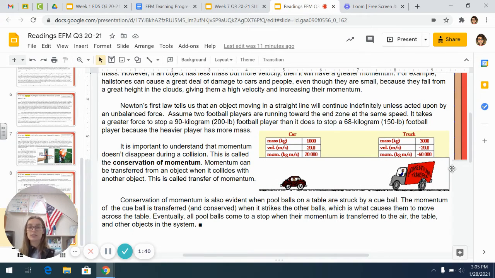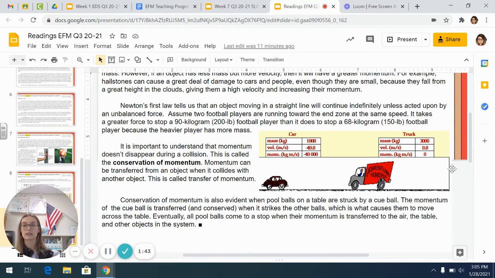It is important to understand that momentum doesn't disappear during a collision. This is called the conservation of momentum. Momentum can be transferred from an object when it collides with another object. This is called transfer of momentum.